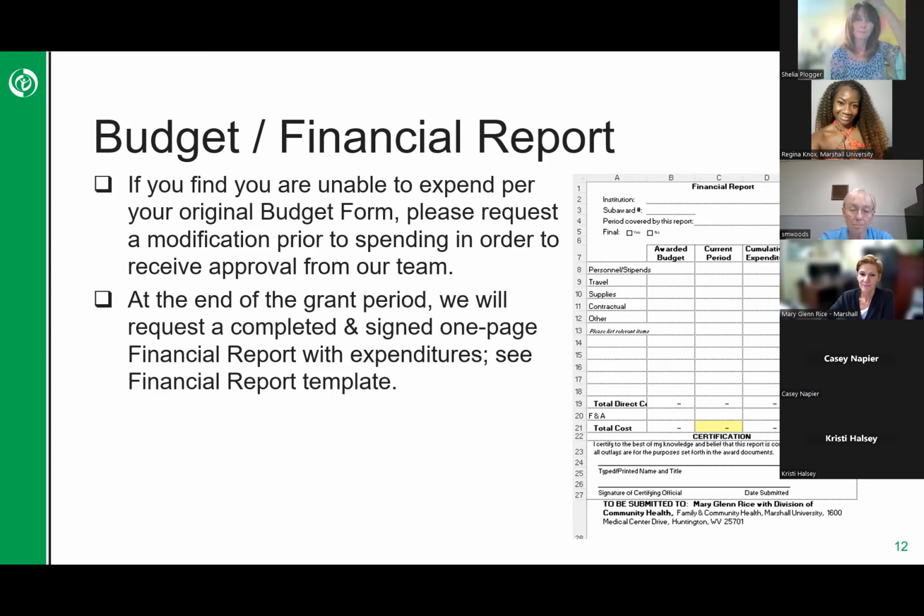Yes, absolutely. And then lastly, I'll just add that towards the end of the grant period, we will also be sending you a financial report, and we just kindly ask that you complete the report and let us know how you've spent your money, particularly according to your budget, and that you have expended it as well. And then we just need that completed and signed and then emailed back. And it's a one-page form. It's very simple.